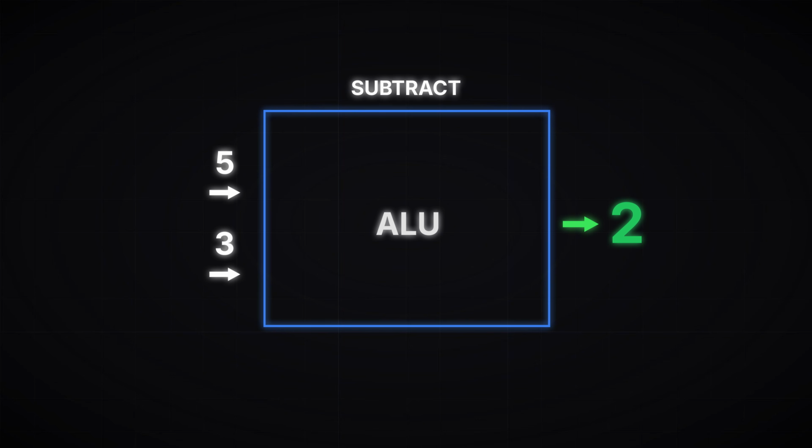Imagine a box with 2 inputs and 1 output. You feed in 2 numbers, 5 and 3. You tell it add, out comes 8. You change the command to subtract, out comes 2. That's an ALU, an Arithmetic Logic Unit. Right now, it's sitting in your CPU, running billions of these operations per second.